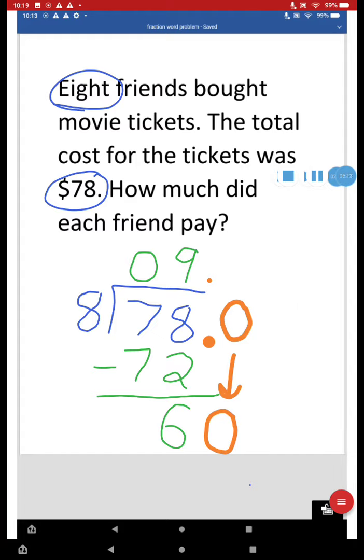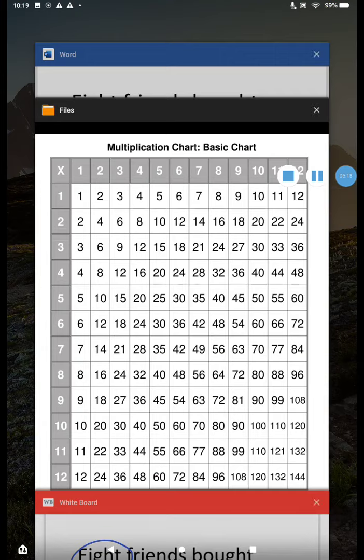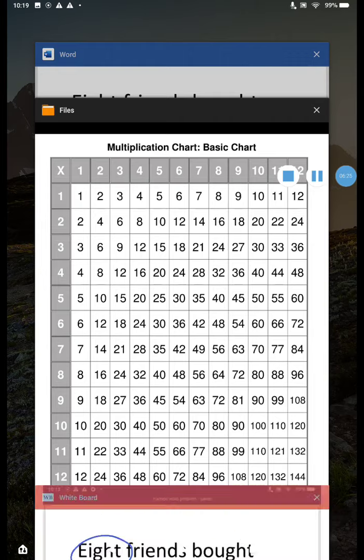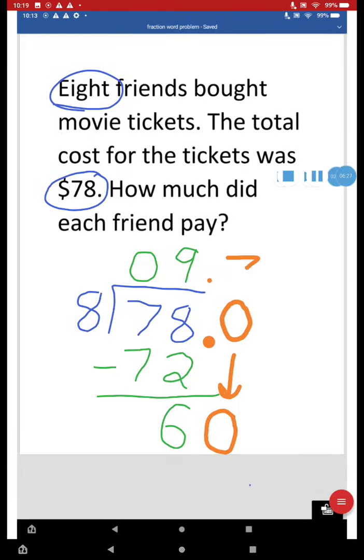Now I can keep dividing. Well, what's 8 into 60? Remember, double check your multiplication chart. Do you see 8 into 60? Ooh, I see that 8 times 7 equals 56. Let's go with that. So 7 times 8 is 56. Let's subtract it out. Divide, multiply, subtract. What is 60 subtract 56? It's 4. Very good.